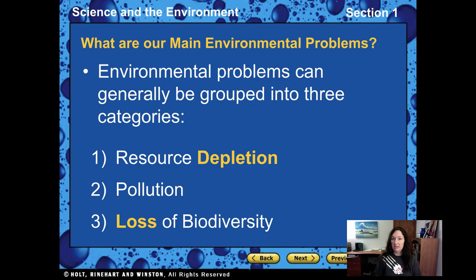You learned in biology that diversity is actually a very good thing, not only within a species, but it's also the same for ecosystems in general. Biodiversity is very important. And so losing that biodiversity can cause all sorts of other environmental problems along the way.